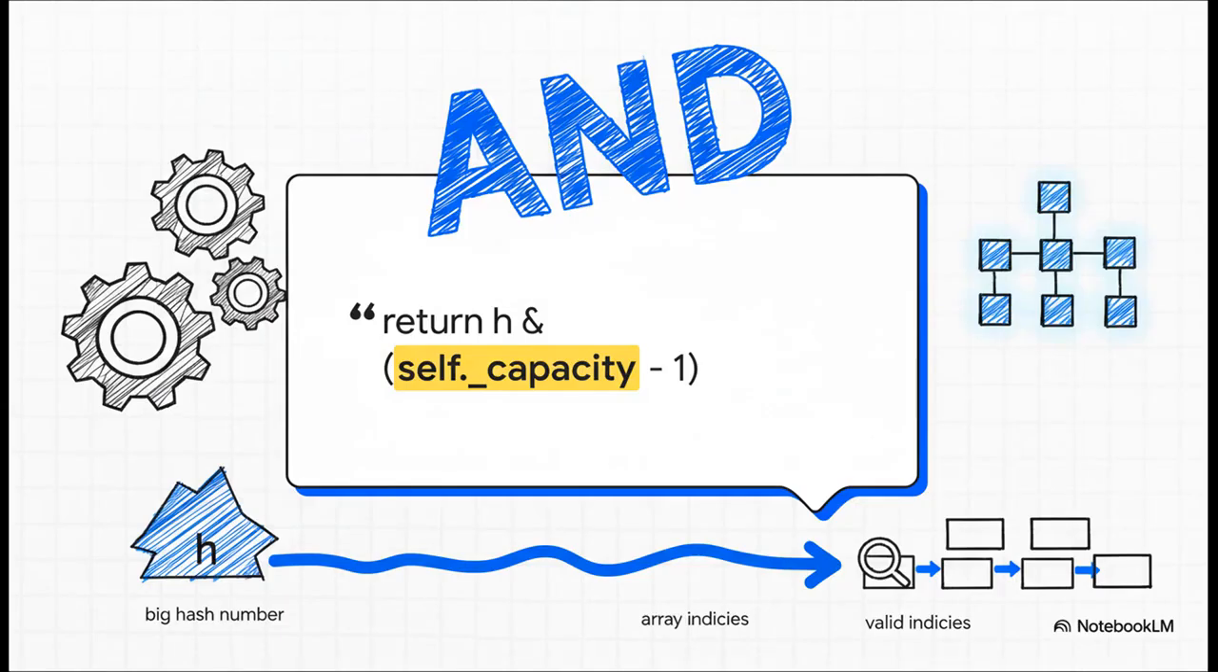Now here's a little bit of a pro tip, something really cool. How do you turn that big, random-looking hash number into a valid bucket number? You could use a math operation like modulo, but that can be kind of slow. So high-performance hash maps often do this nifty little trick with a bitwise AND operation, which you can see here. It's lightning fast, but it only works if your number of buckets is a power of 2. It's a classic example of a clever, low-level optimization that makes a real difference.